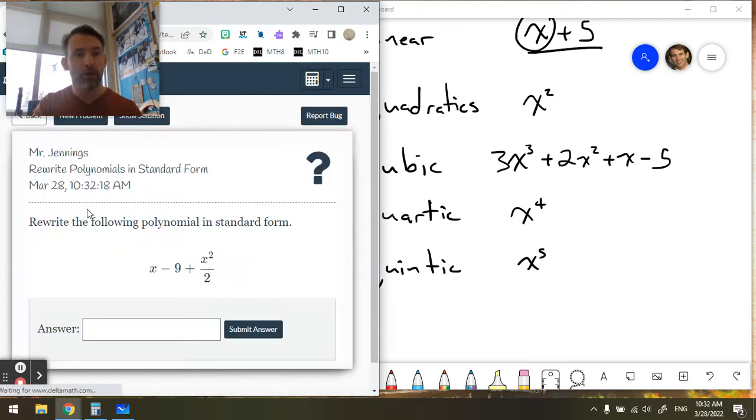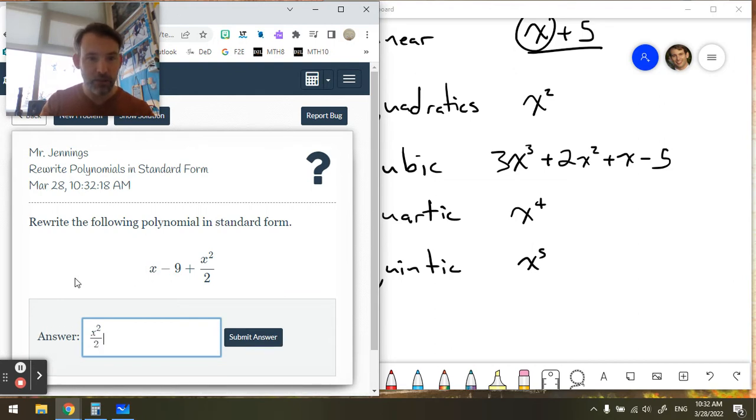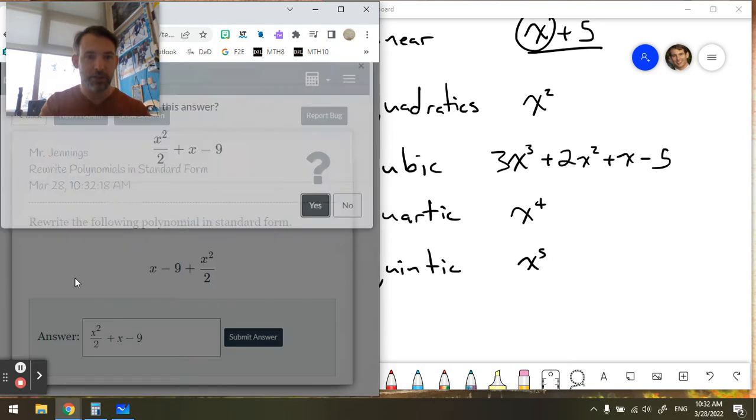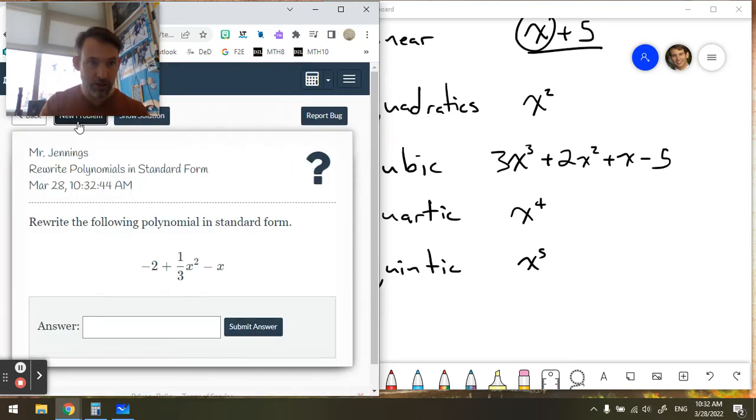Now, rewriting polynomials in standard form is just changing the order that these terms appear. Here, we want to have the polynomial written from highest degree down. So let's go for it. We would have x squared divided by 2 plus x minus 9 for this one, just rearranging it so that that term is in the front.